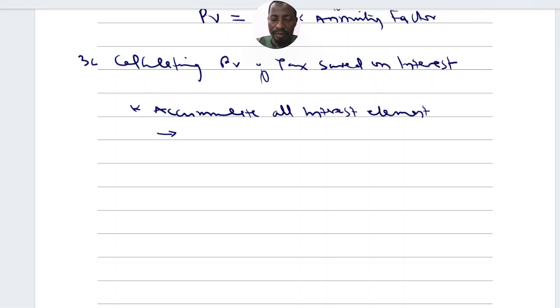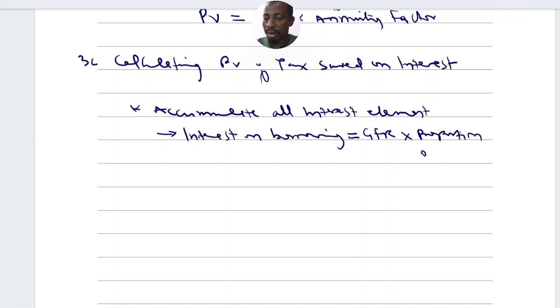So I would then say interest on borrowing, which should be calculated as the gross finance required multiplied by the proportion of normal borrowing, then multiply by the interest rates on normal borrowing. That will give me the interest on borrowing.